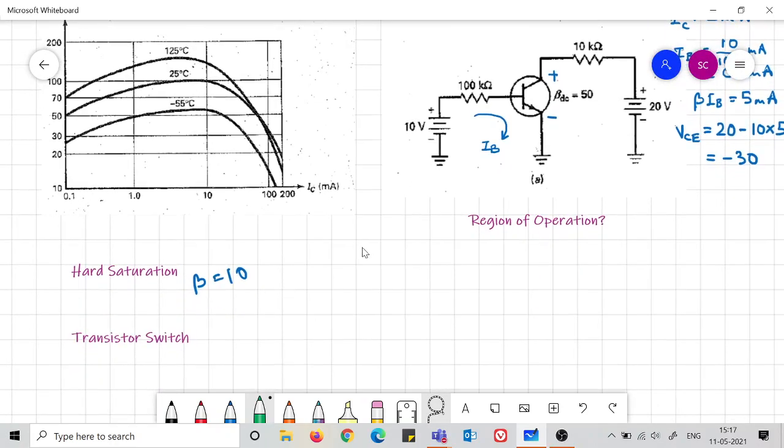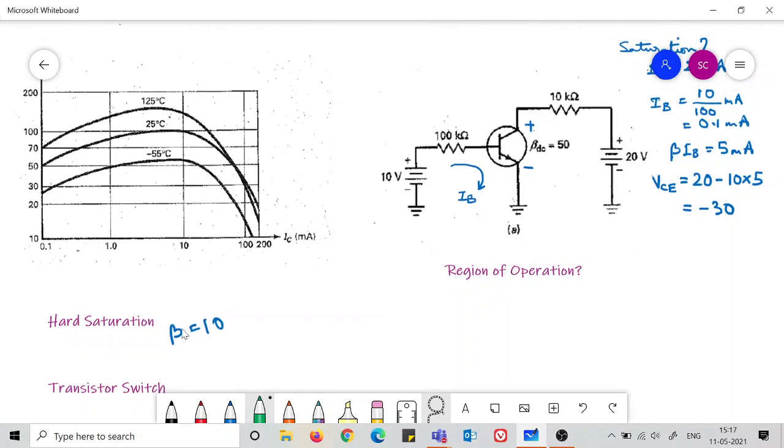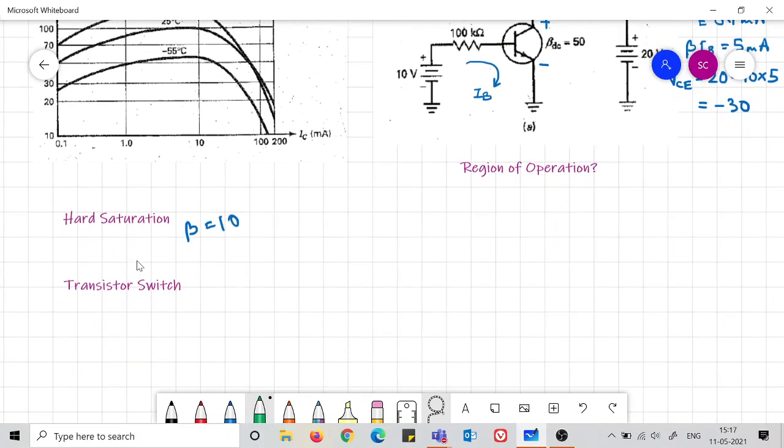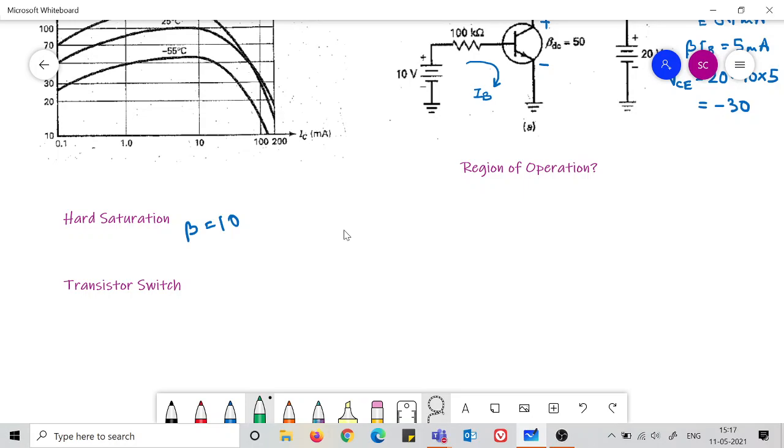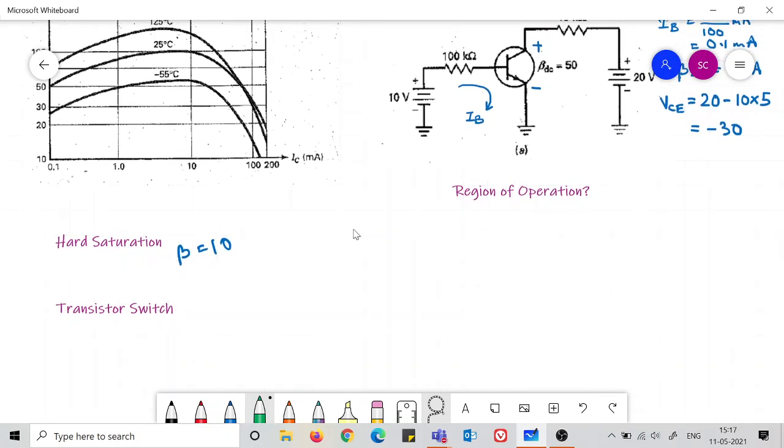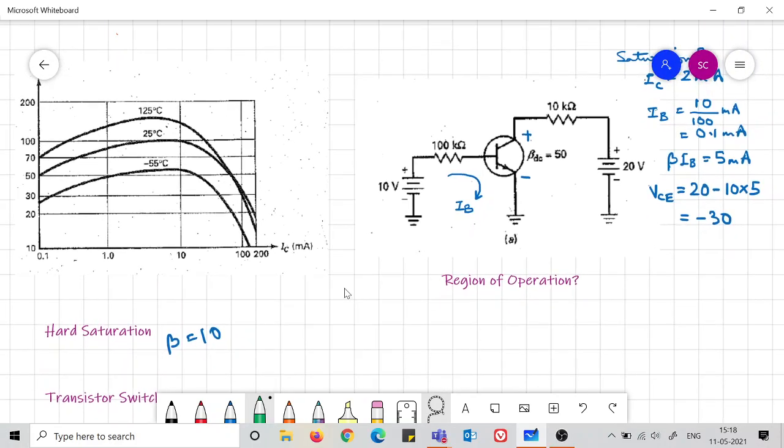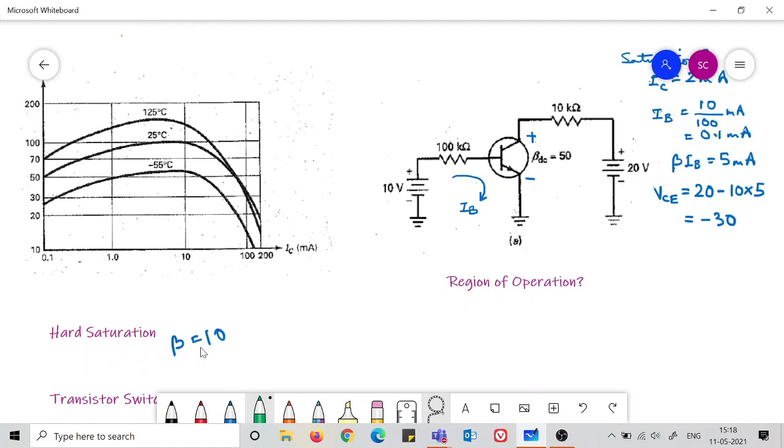Now another point I had mentioned, that there are two things. One is the hard saturation and another is a transistor switch. Hard saturation means we wish that the transistor or the network operates in saturation region. We have to enforce this condition. How? We have to choose the circuit parameters in such a way that the gain is near about 10.